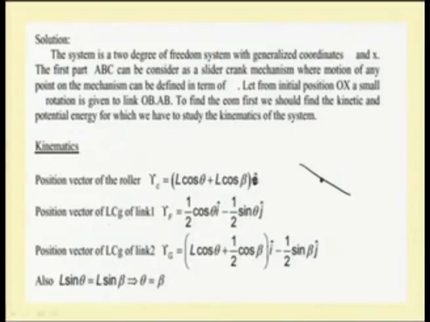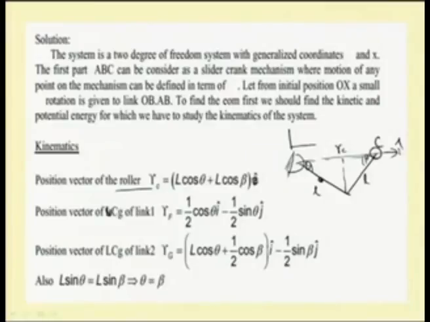Then the position vector of the CG of link 1, and this is the roller, the roller C. So the position vector of this point, if you are considering a coordinate system here. This is RC, and this is L, this is also L. This angle is theta, this angle is beta. So the position vector of the roller C equals L cos theta plus L cos beta. This direction I am taking as I.